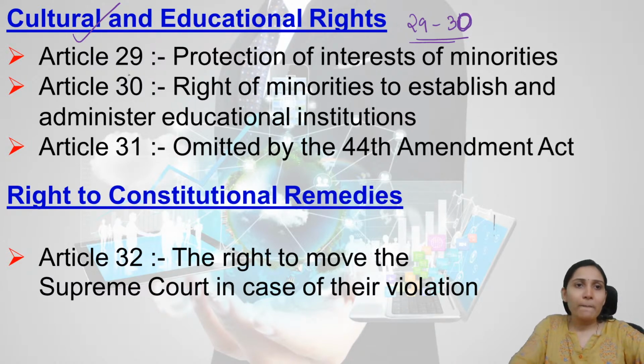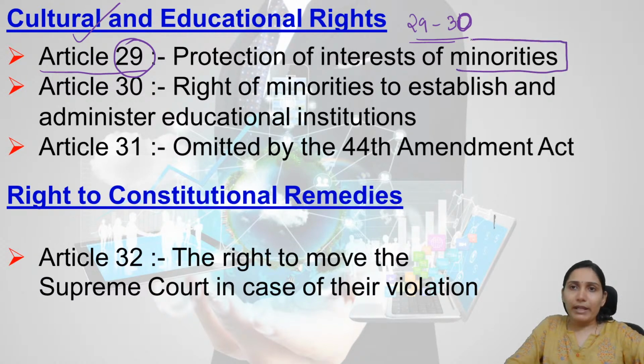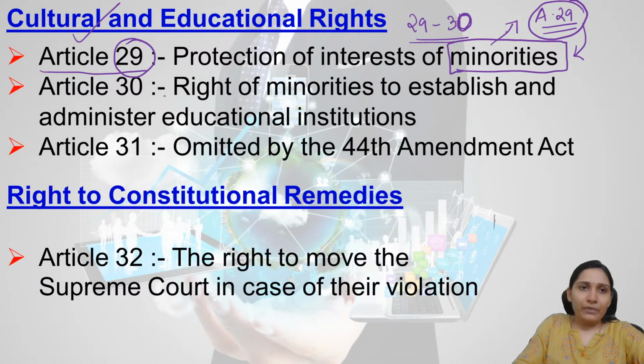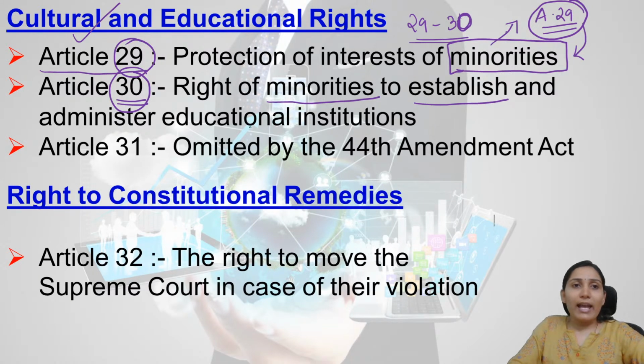Now Article 29 provides protection of interest of minorities. So the interests of the minorities are protected under Article 29. Now, under Article 30, the rights of minorities to establish and administer educational institutions. So first, the minorities have the right to protect their interests. Then the minorities can establish and administer educational institutions. So that is also provided by the Constitution under Article 30.